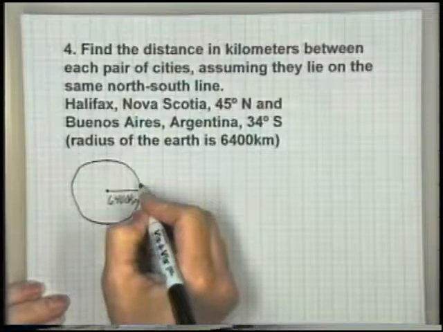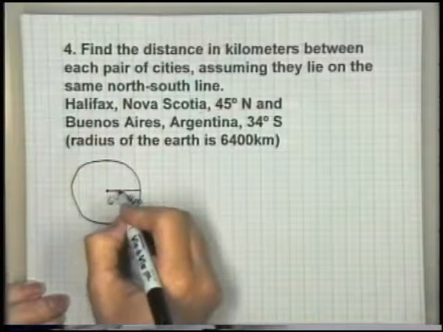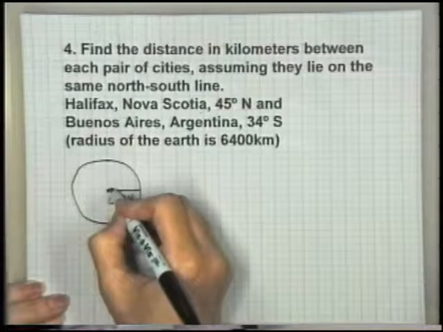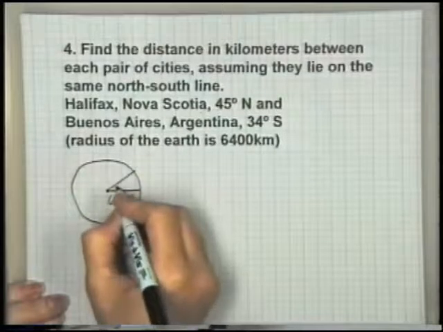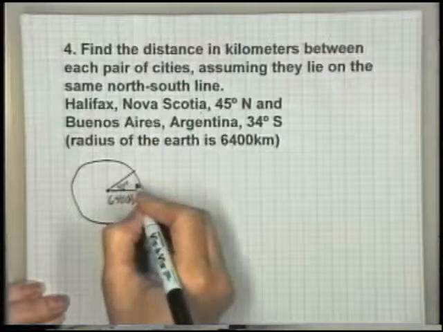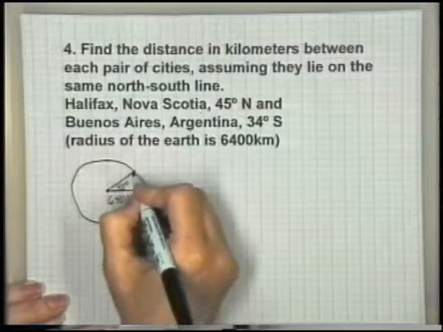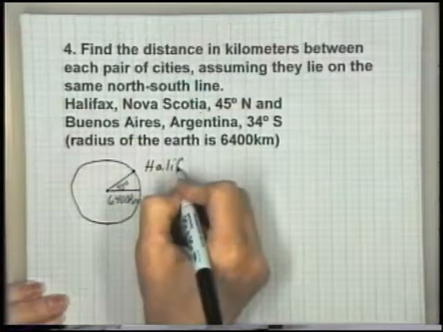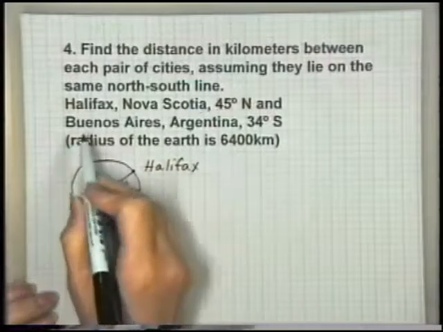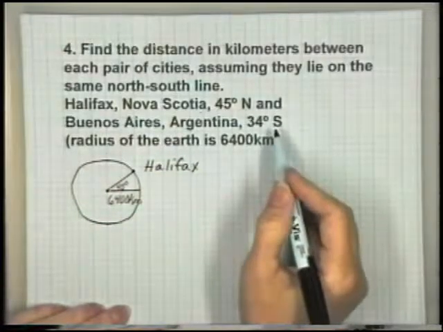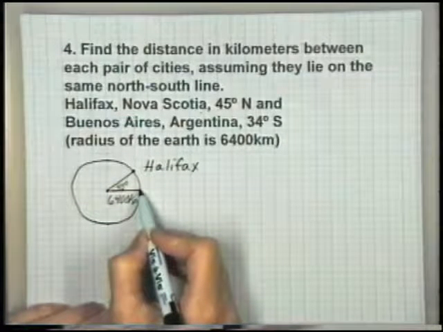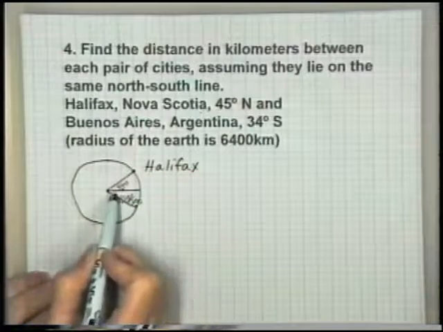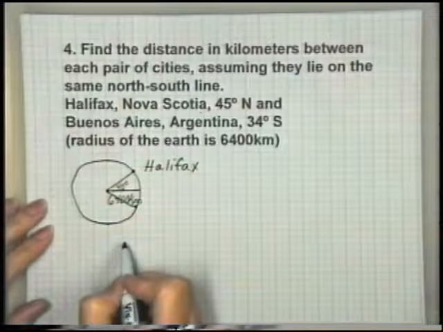Now, if these two cities are on this north-south line, what this means is Halifax, Nova Scotia, 45 degrees north. It means that it is on this line so that the central angle between the equator and this line out here is 45 degrees. And of course we know north is that direction. So that means that that's where Halifax is located. And now Buenos Aires is 34 degrees south. So that means I'm going to come this direction, and that angle right there is 34 degrees.